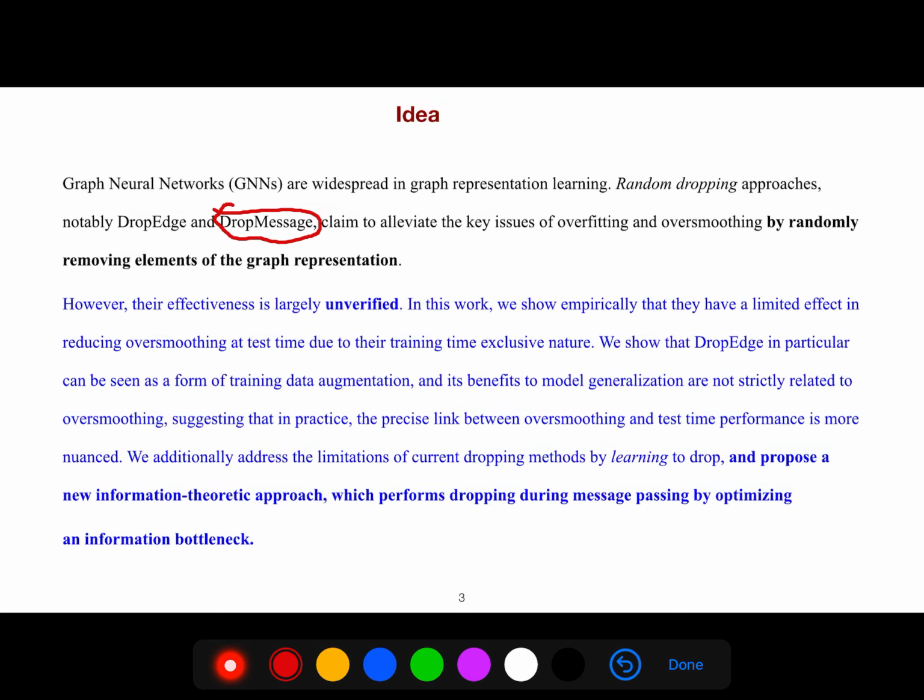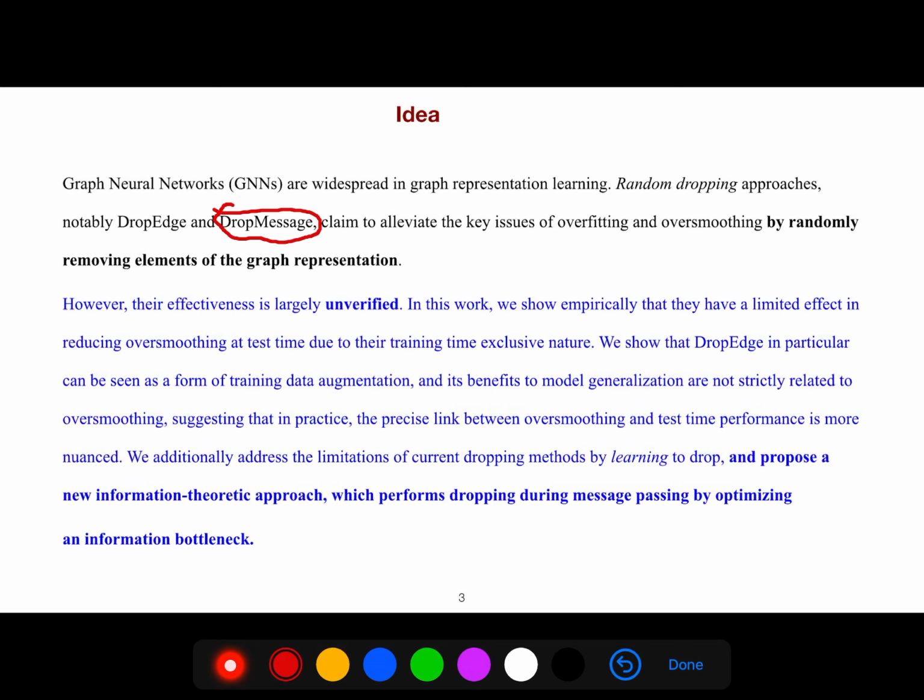In this work, they show empirically that they have a limited effect in reducing oversmoothing at test time due to their training-time exclusive nature. And we show that DropEdge, in particular, can be seen as a form of training data augmentation, and its benefits to model generalization are not strictly related to oversmoothing, suggesting that in practice, the precise link between oversmoothing and test time performance is more nuanced.